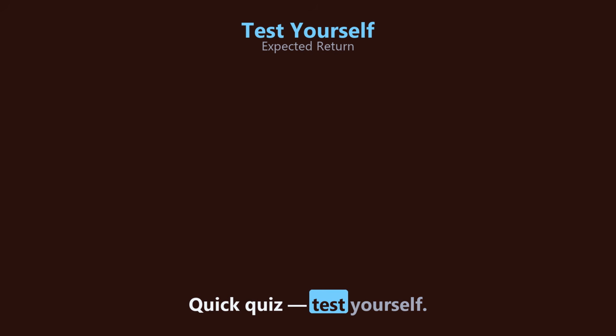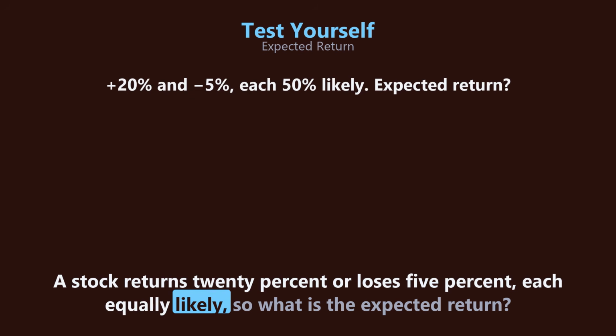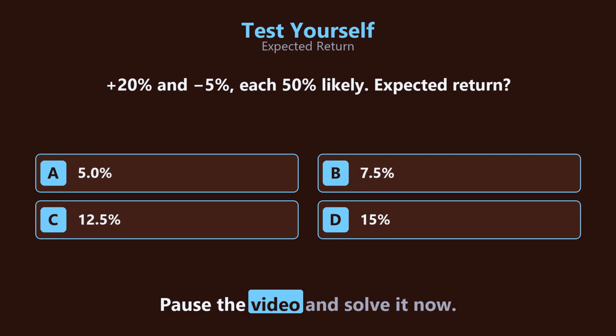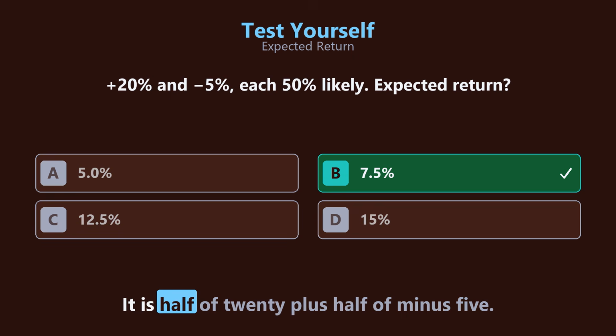Quick quiz, test yourself. A stock returns 20% or loses 5%, each equally likely, so what is the expected return? Here are your 4 options. Pause the video and solve it now. The correct answer is B, 7.5%. It is half of 20 plus half of minus 5.